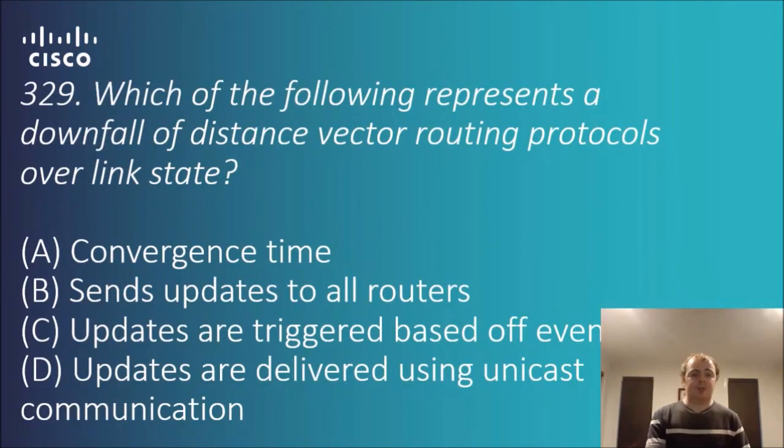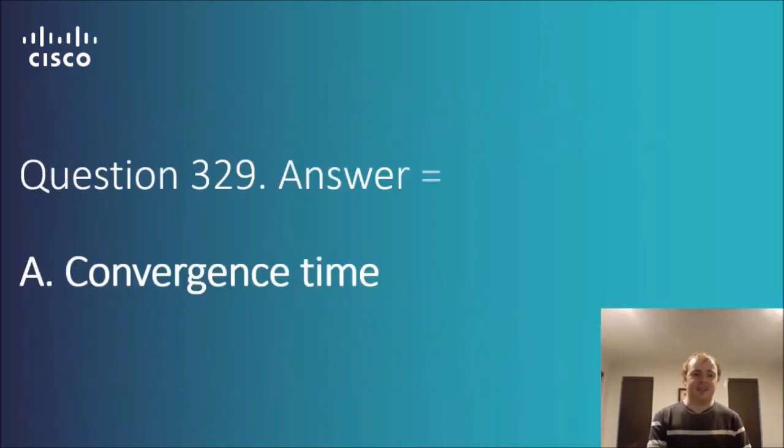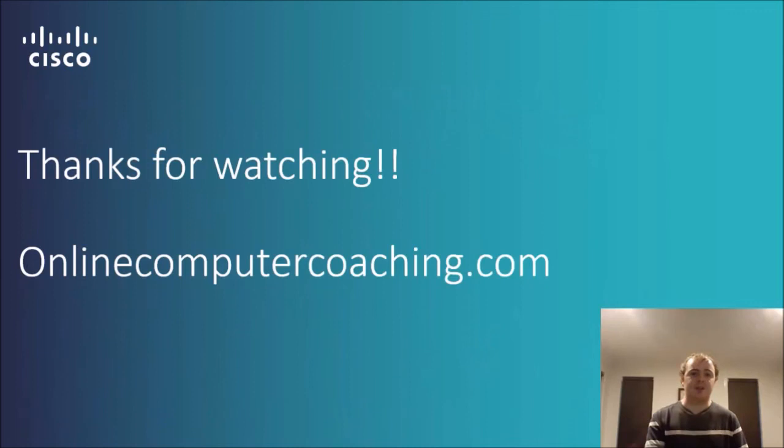329, which of the following represents a downfall of distance vector routing protocols over link state? We've got convergence time, send updates to all routers, updates are all triggered based off events, and updates are delivered using unicast communication. With distance vector routing protocols, it tends to only share updates with neighboring routers, and it can take a long time for the routers to update. The answer is A, convergence time is a major downfall.